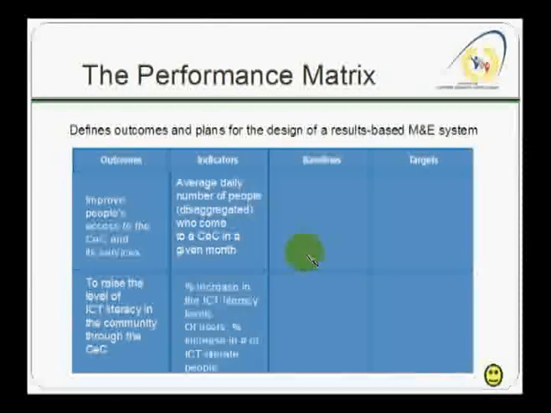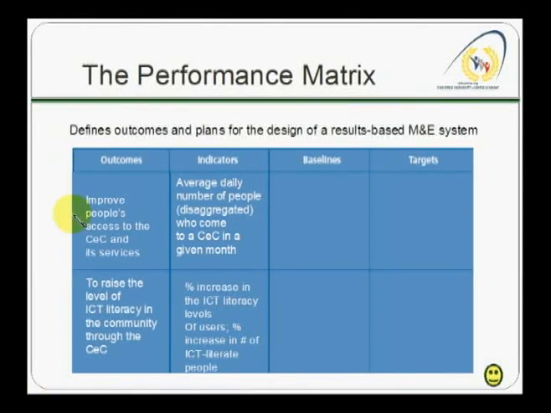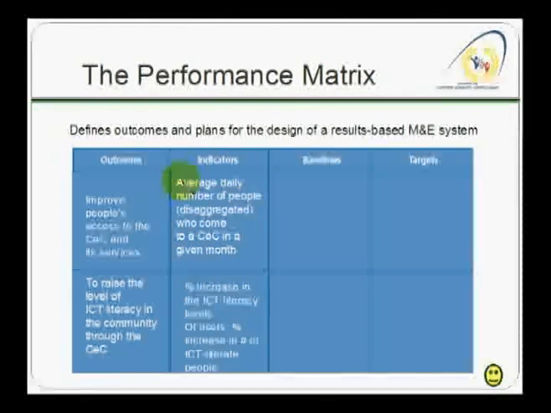So coming back to the performance matrix, we are now going to fill up the next column on indicators. So let's look at these examples. Okay, so as I mentioned, for the first outcome, you would want to improve people's access to the CEC and its services. So as a sample indicator for this, and you can think of other indicators that you would want to measure this outcome, I put an example here: the average daily number of people, and again I would suggest you disaggregate the people, who come to your CEC in a given month.